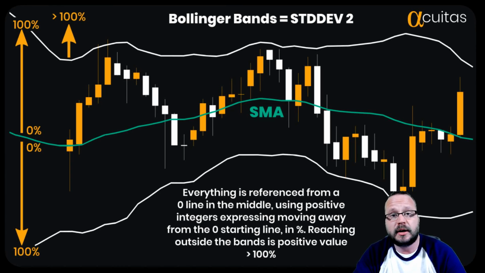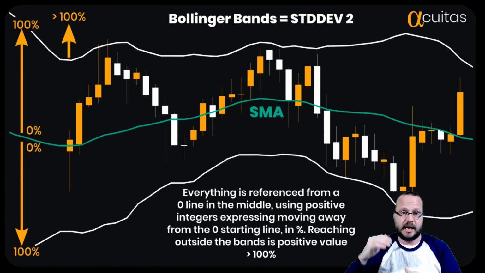Okay, let's talk a little bit about Bollinger Bands. What are they and how do we use them? Bollinger Bands are a visual representation of a price's volatility over a period of time. They're calculated by taking the standard deviation away from a simple moving average.